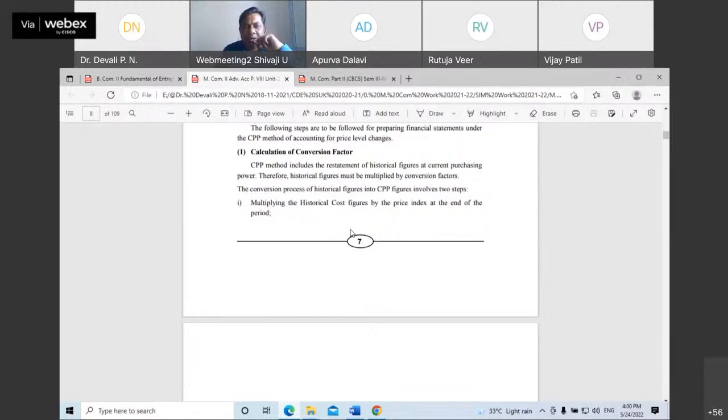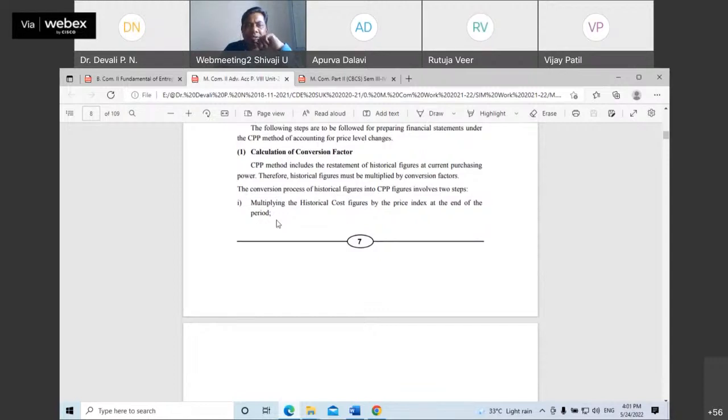The CPP method includes restatement of historical figures at the current purchasing power. Now see how the historical figures are converted using the conversion factors. These historical figures are multiplied by conversion factors, and if we multiply with these conversion factors, we get the kind of figures that we are going to expect.